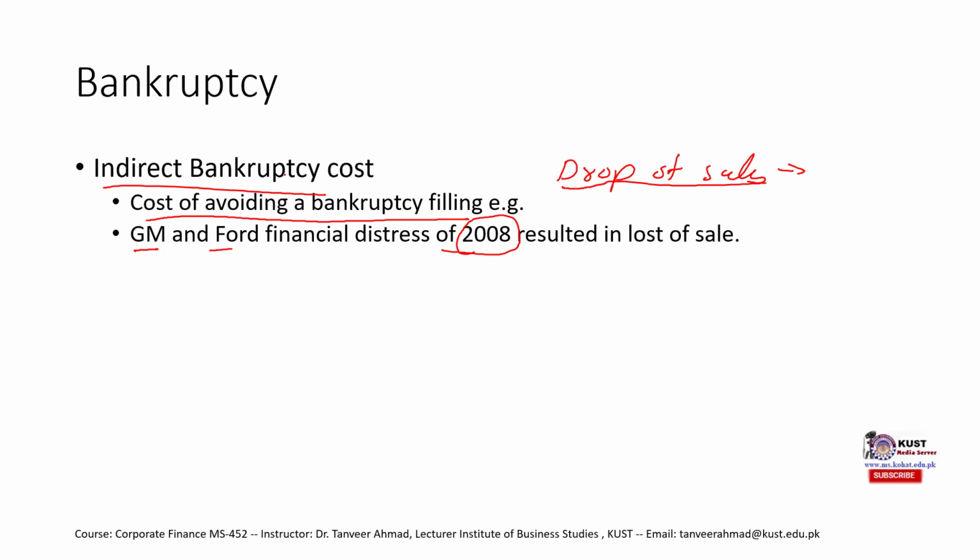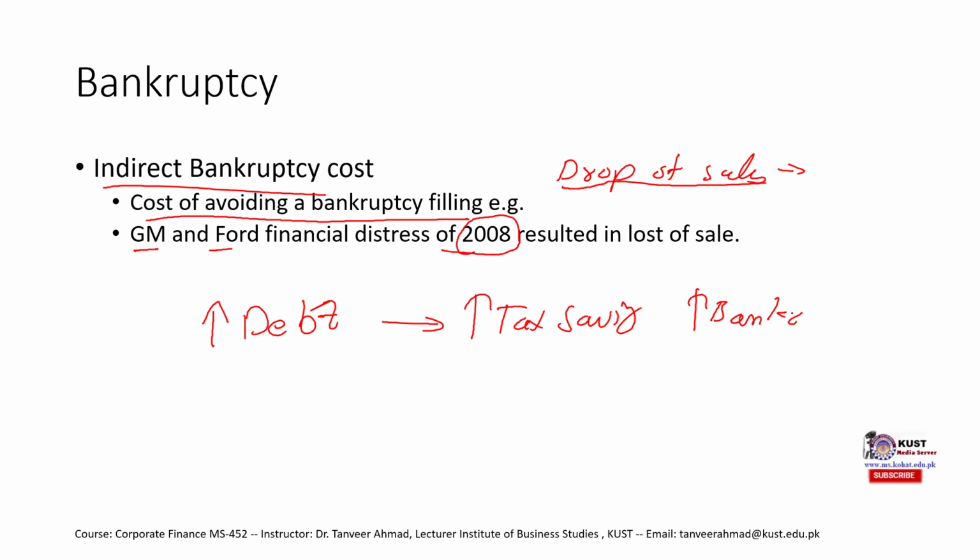So these costs are related to bankruptcy, and they are incurred because of higher debt. So if debt increases, although it increases the tax shield or tax saving, at the same time it also increases the chance of going bankrupt, or the chance that the firm might not be able to repay the debt amount, right? That increases with the increase in debt. So we call it bankruptcy cost, right?